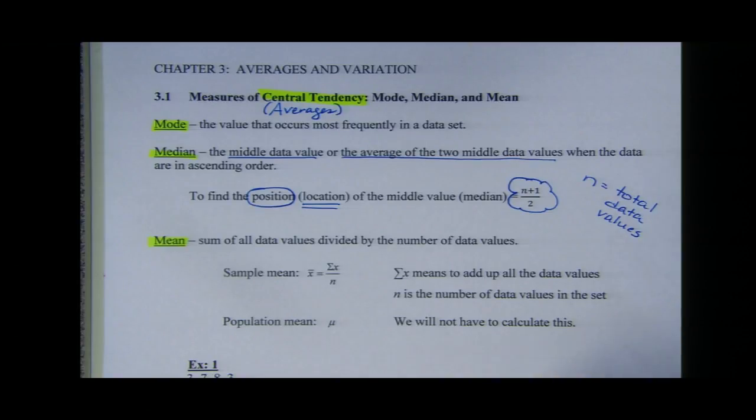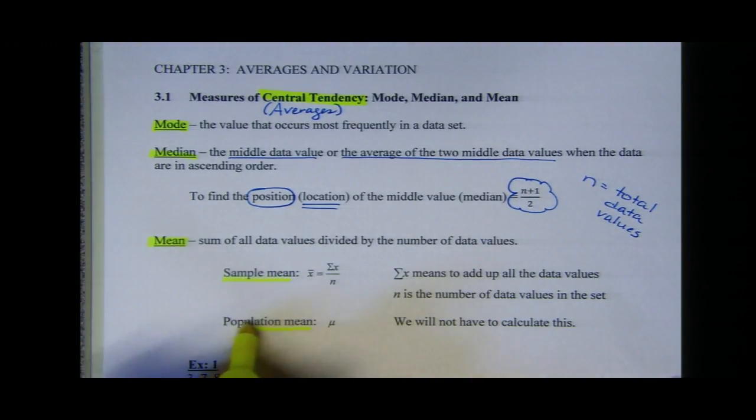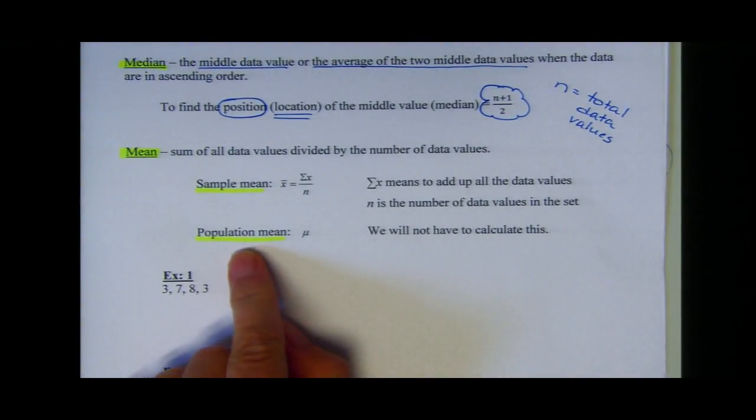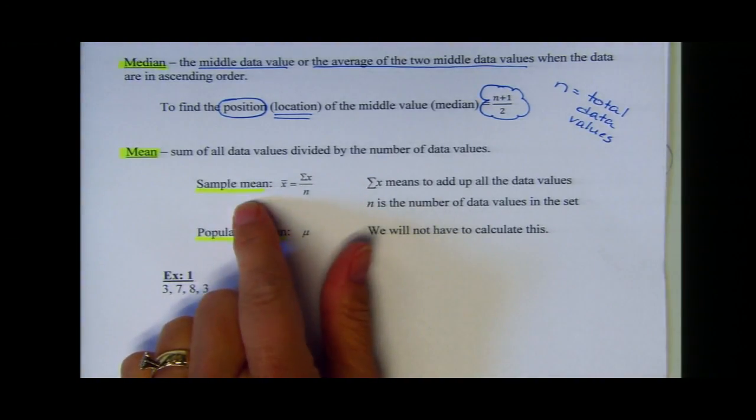And if you'll look here, I've got sample mean and population mean. And if you recall, the difference between the sample and the population is that a population is when you use all or every person or item in the study, and the sample is just a portion of that.